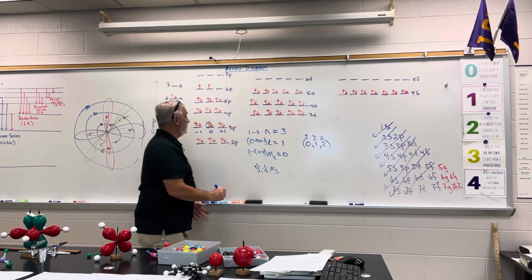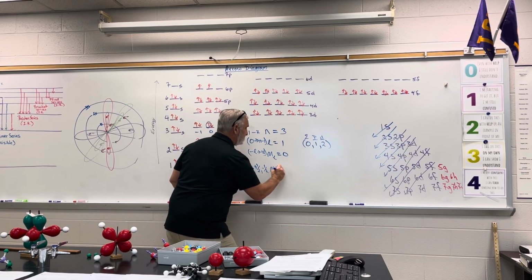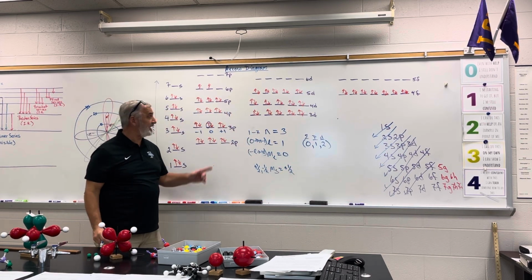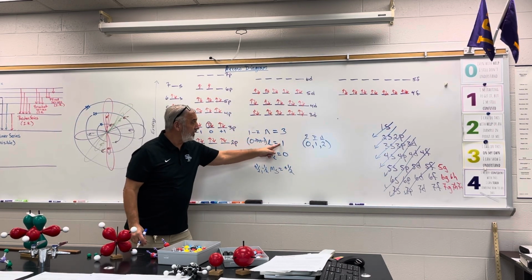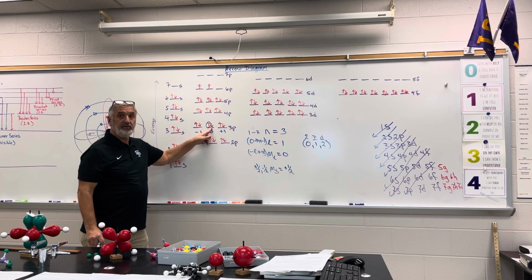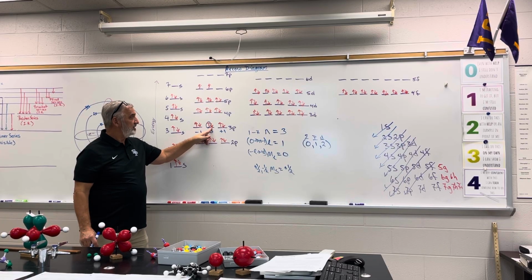And then is it going up or down? So we're going to say it's plus 1/2. So the quantum code for that electron is 3, 1, 0, plus 1/2. But the up or down is a guess. What would this one be? Down, but I thought we didn't know. Well, what would the new quantum numbers be for this one? 3, 1, 0, -1/2.